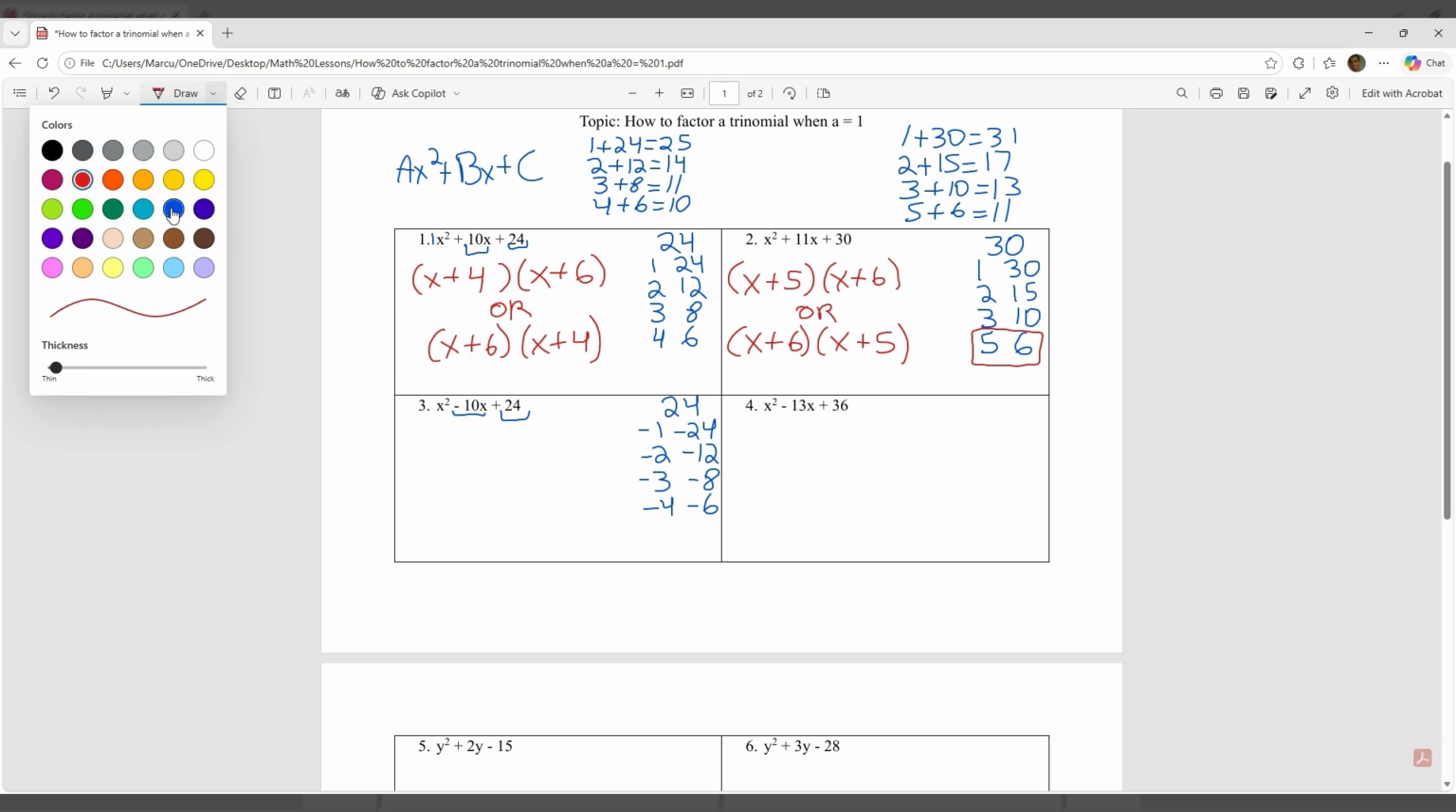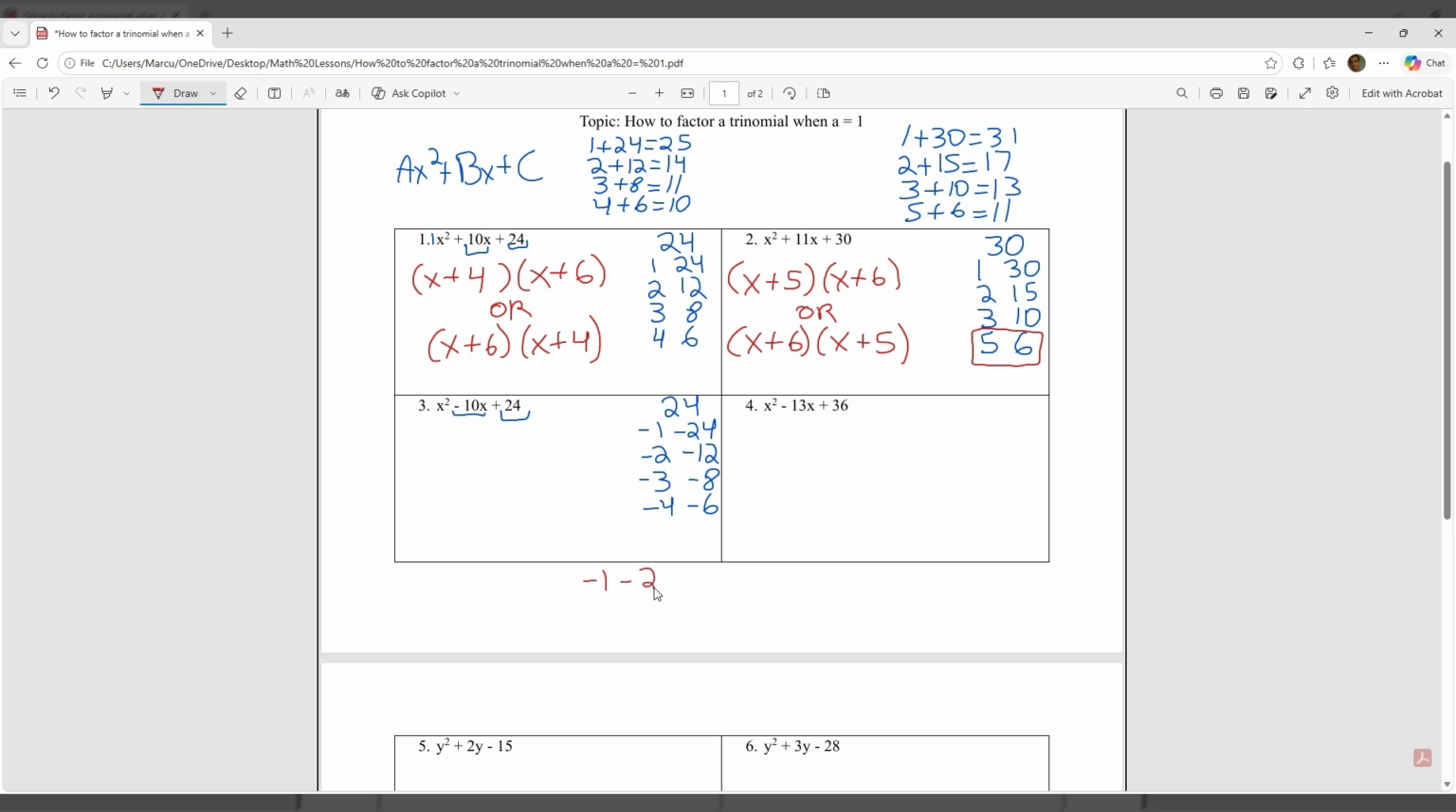So let's go ahead and do that. Negative 1 and negative 24. When you add these numbers, that's going to give you negative 25. That's not going to work. Negative 2, negative 12 will give us negative 14. I should have started from the left side, but it's fine. We can continue here. Negative 3 and negative 8 will give us negative 11. And negative 4 with negative 6 gives us negative 10. So this is the combination that we need.